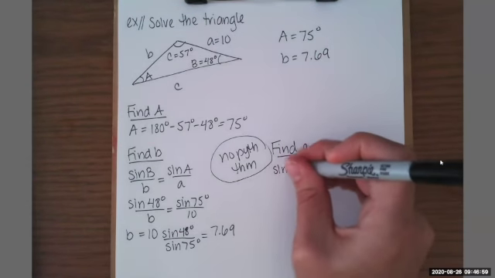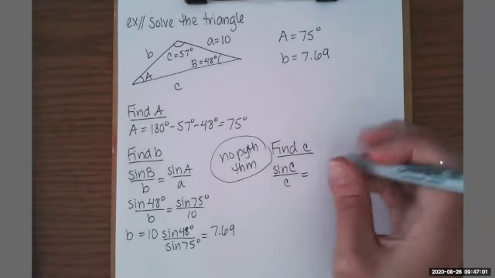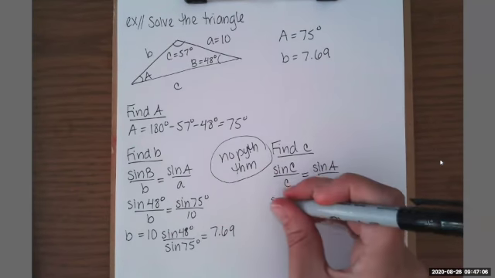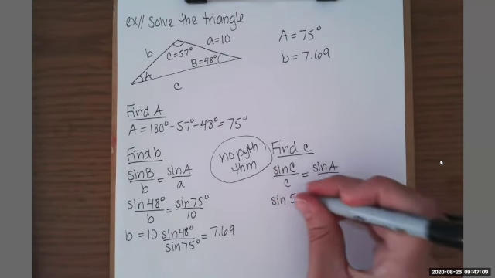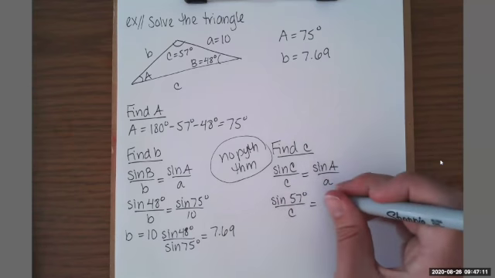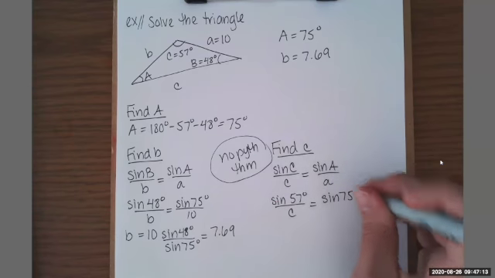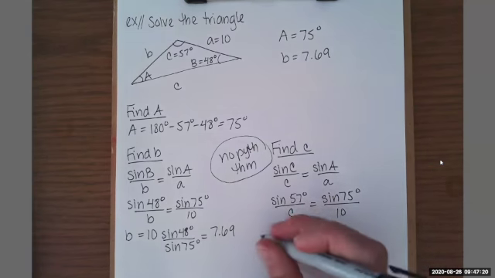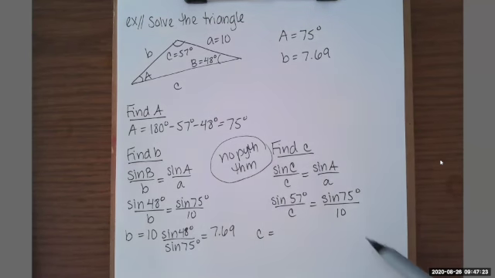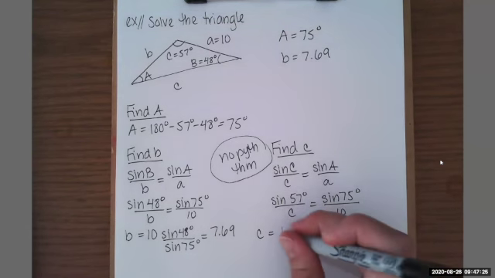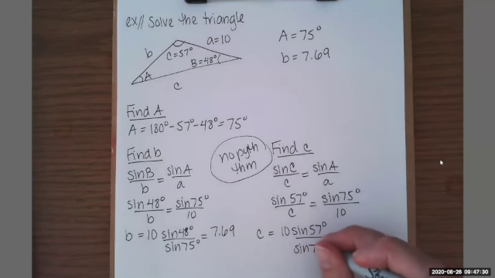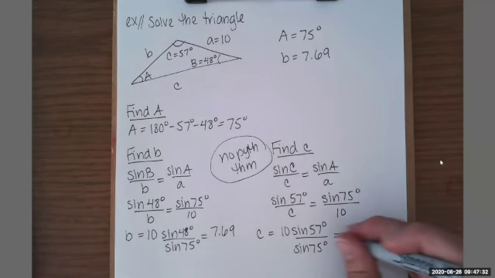So I'm going to set up sine of C over little c is equal to sine of A over A. Let's fill in our info. So I have sine of 57 degrees over C is equal to sine of 75 degrees over 10. Again, if you want to use these shortcuts, or you're welcome to work it out the long way, if you can't visualize these shortcuts, that's totally fine. You get C is equal to 10 sine of 57 over sine of 75. Putting this in your calculator, you get 8.68.